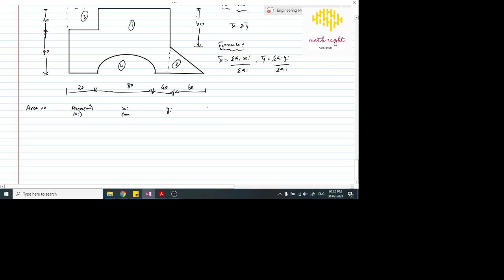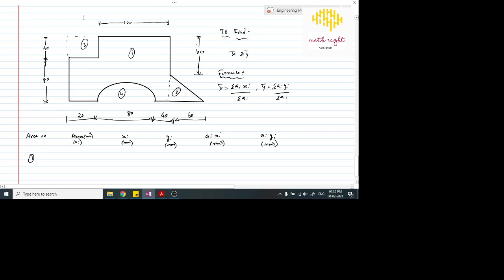Then ai xi is in mm cube. Okay, you can find that for the first area. Here area 1 is nothing but the whole rectangle. This whole rectangle we take as area 1. What is the dimension, Kana?